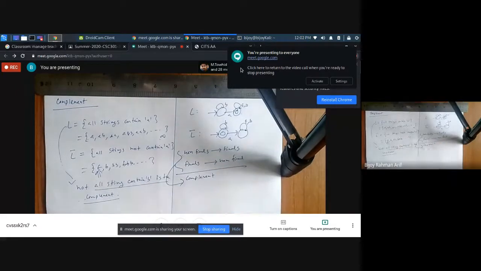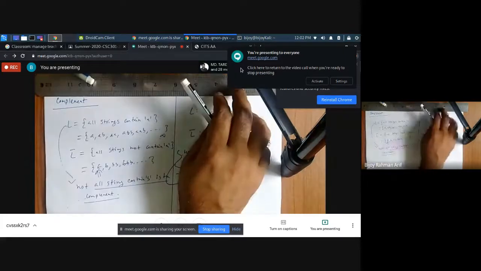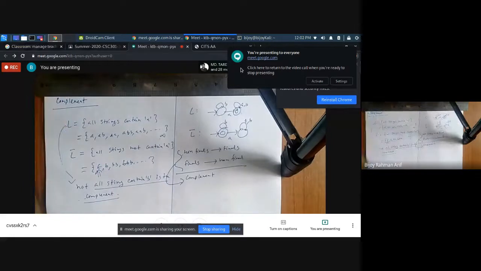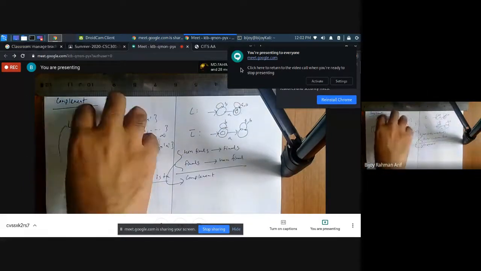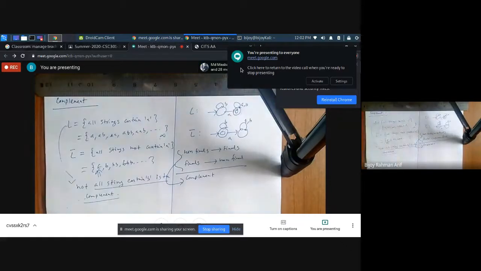But why does it work? Why does it work? Logically explain to me. What is complement? Tell me. What type of operation is this complement?